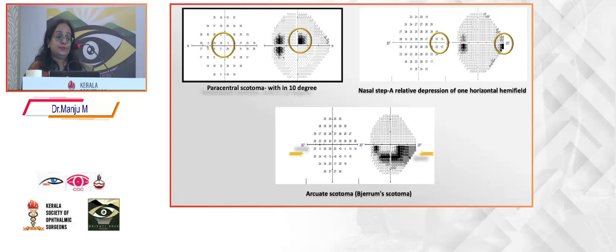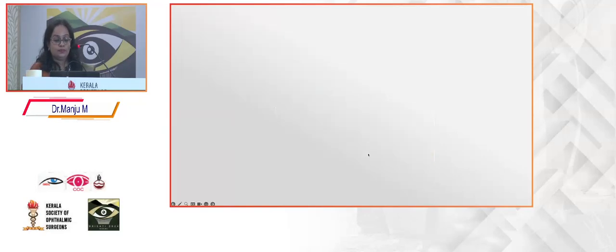So there are some scotomas that are usually seen in glaucoma. One is a paracentral scotoma if it involves the central 10 degrees. Nasal step, which is usually an early involvement, that is a relative depression of one horizontal hemifield. Then there is arcuate scotoma or Seidel scotoma.